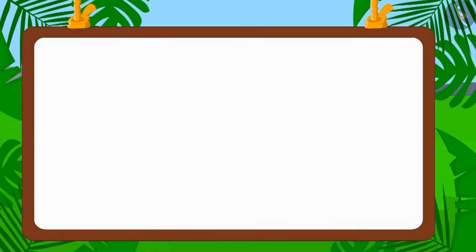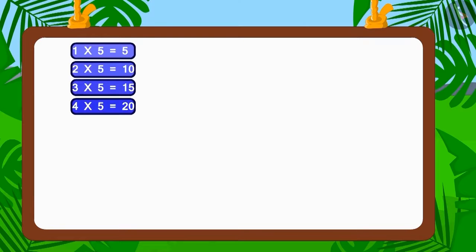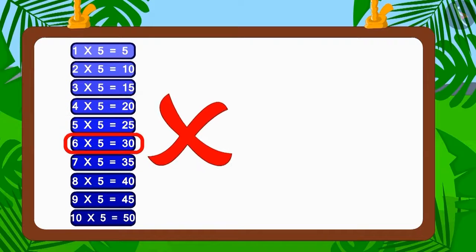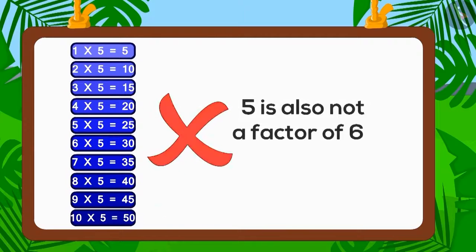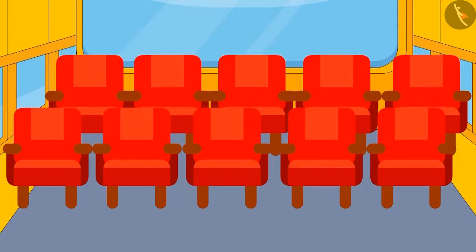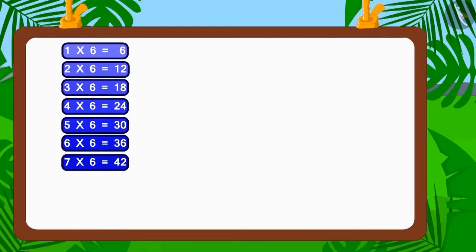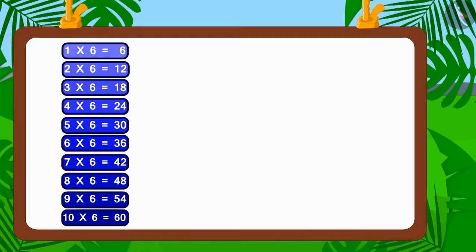Similarly, if we look at the table of 5, then we will find that 5 is also not a factor of number 6. So a bus in which 5 people sit in each row will not be of any use to the villagers. Now, let's look at the table of 6. Does the number 6 appear in the table of 6?